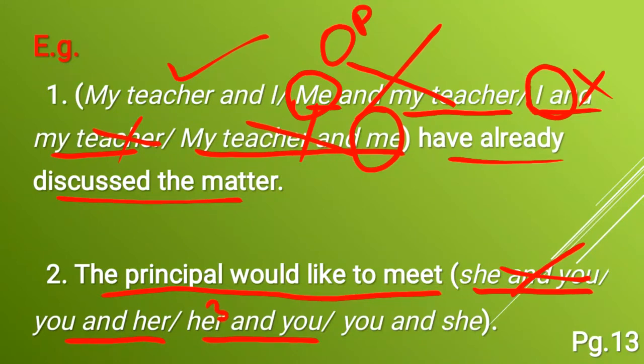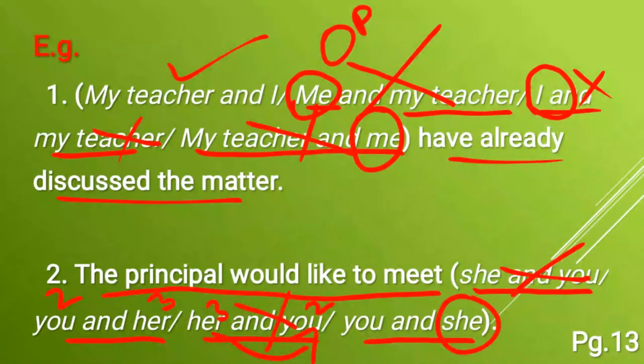Yes. This is third person. This is second person. So children, whenever you are writing two pronouns together, second person should come in the beginning and it's followed by the third person. Here it's right. 2, 3. So here it's wrong. This is third person followed by second person. That is wrong. And you and she.